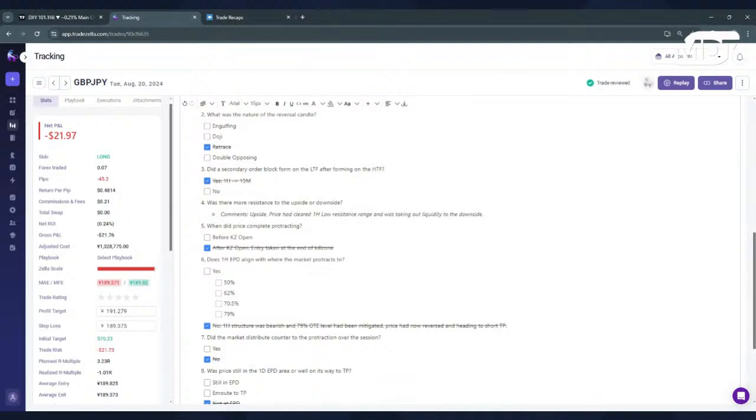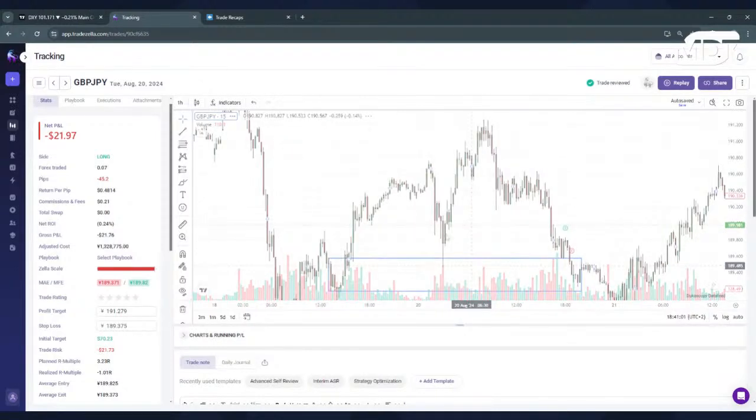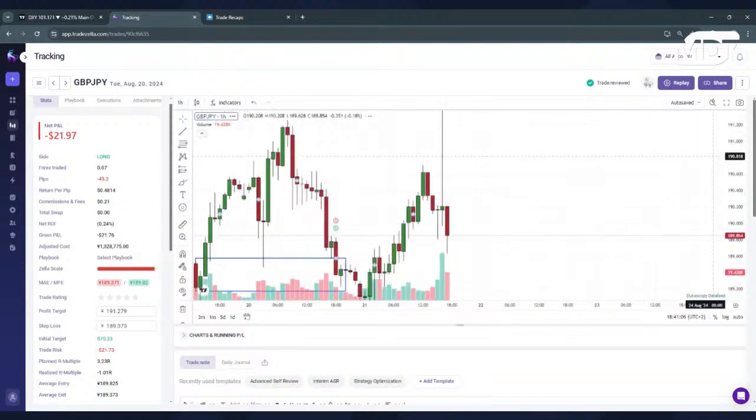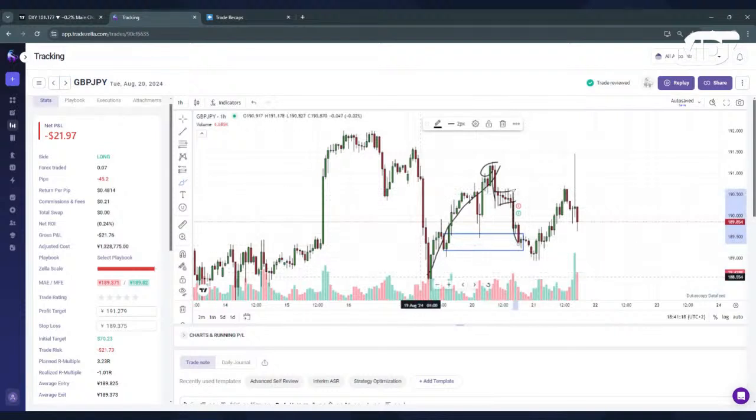Does the 1 hour EPD align with where the market tracks to? I said no. The 1 hour structure was bearish, and the 79% OTE level had been mitigated. Price had now reversed and was heading short to TP. Basically, the 1 hour range was playing out now. We had pulled back and cleared that low resistance range. As you guys saw here, this was the pullback, reversed, small consolidation, and heading lower.